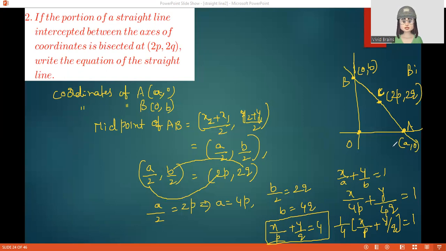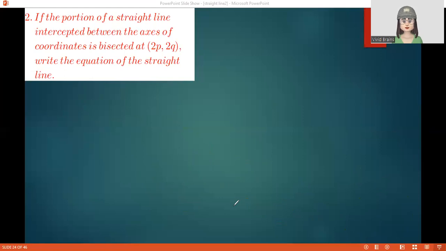What we did actually: because the midpoint is given, whenever you know the two endpoints of a line, we can easily calculate the midpoint. And then we equate the given midpoint and the assumed midpoint we got, and we get our intercepts, and then we substitute to get our straight line. Yes. Let us move to the next question.